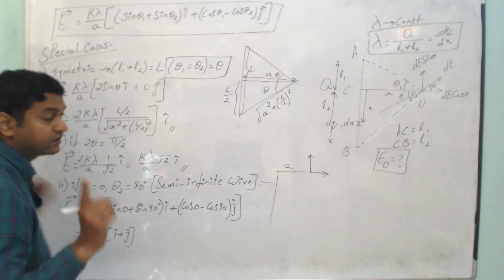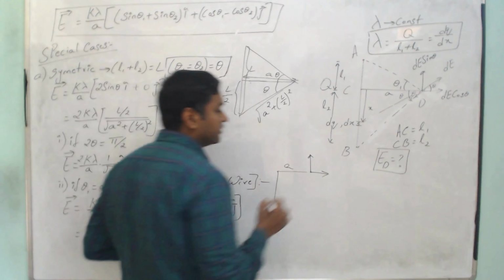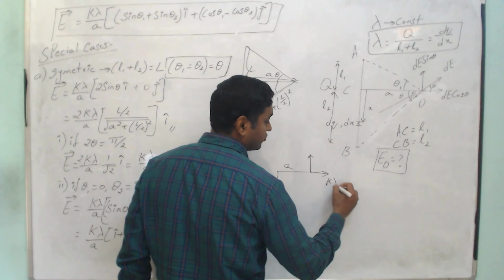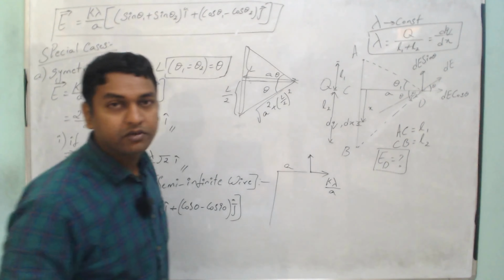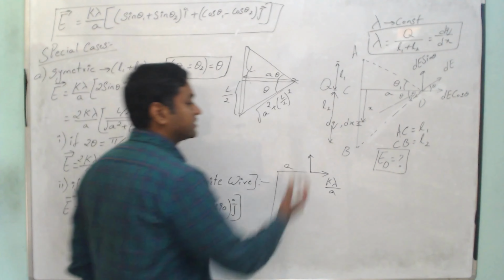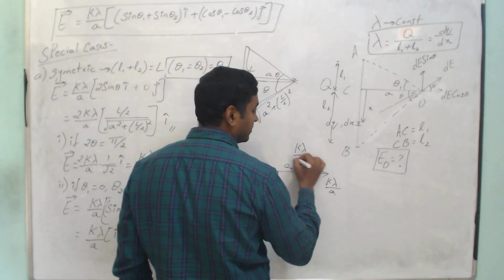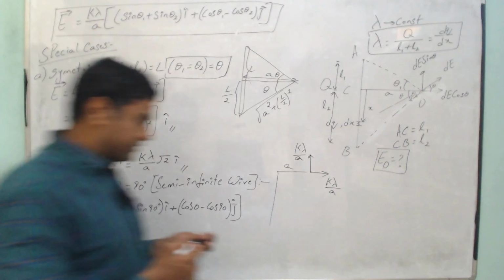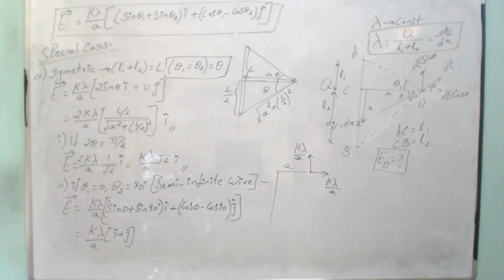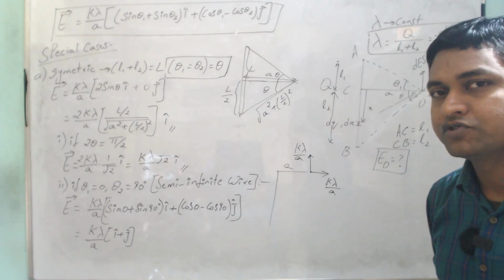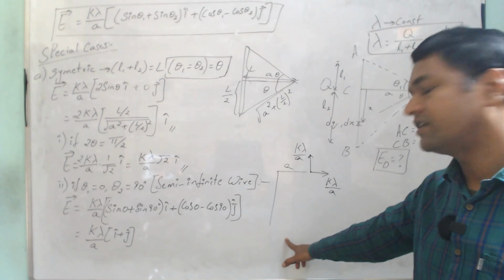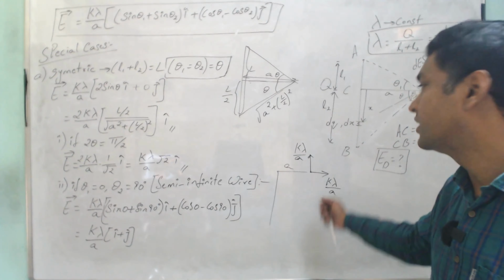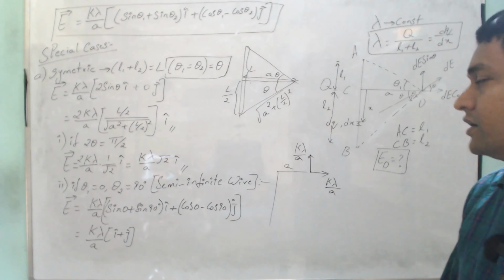So one thing here I want to mention: due to a semi-infinite wire, in this direction, if I want to know how much is the magnitude, K lambda by A. In this direction, how much do I have? I'll have K lambda by A. Is this clear? Take it till here. This is important for our problem solving. Semi-infinite wire along I cap, along this direction also I'll have K lambda by A.